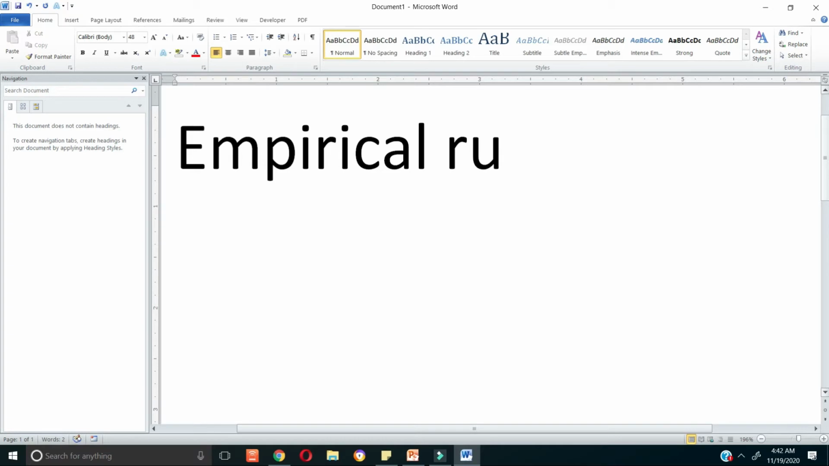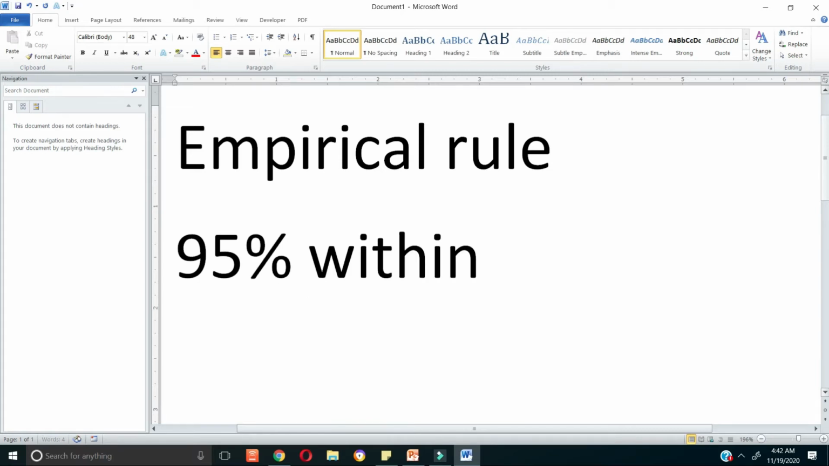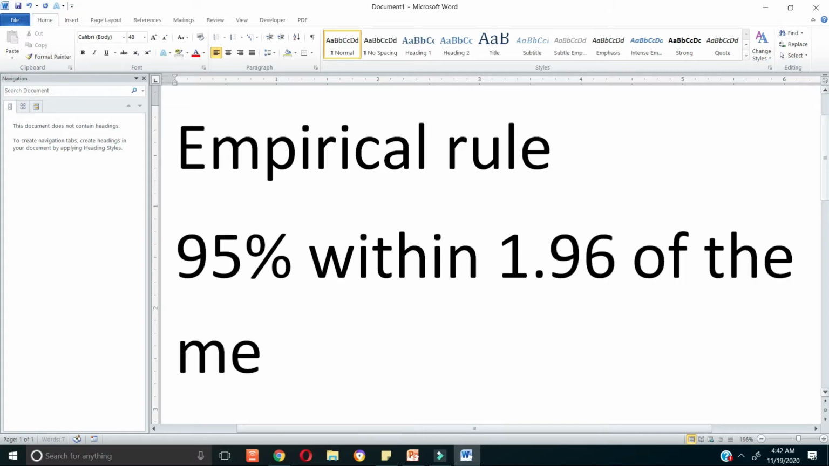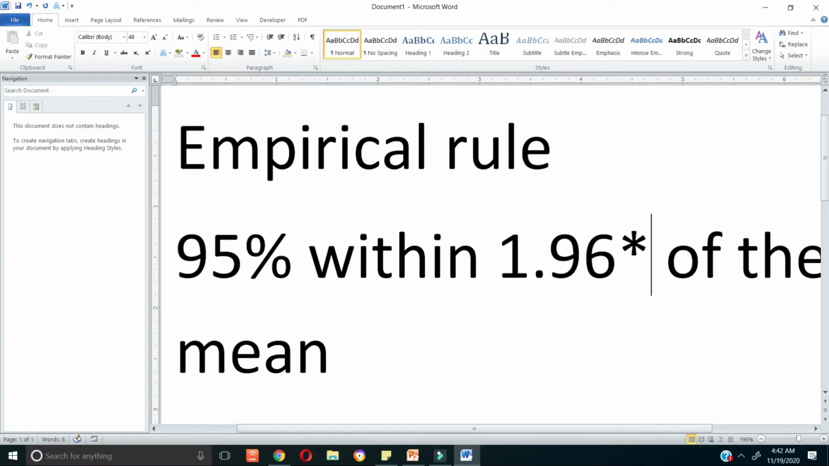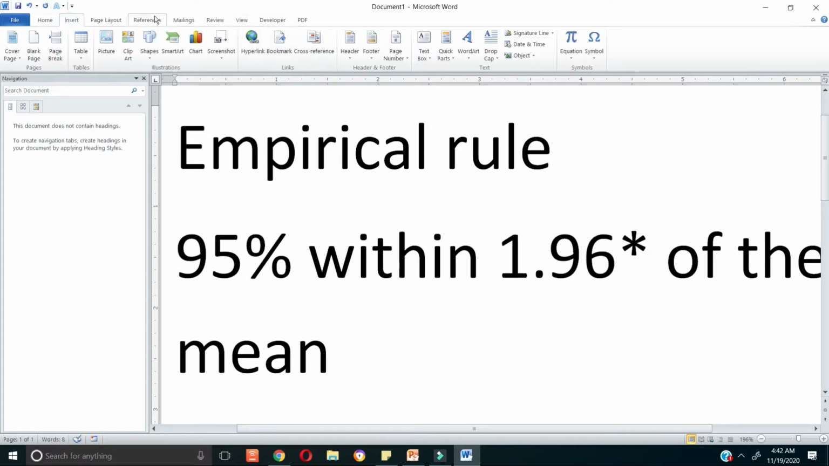Remember, if you use the empirical rule, then we know that 95% of these values will be within 1.96 standard deviations of the sampling distribution mean, which is also the population mean. So if you want to know where 95% of these values lie, they are within 1.96 standard deviations of the mean.